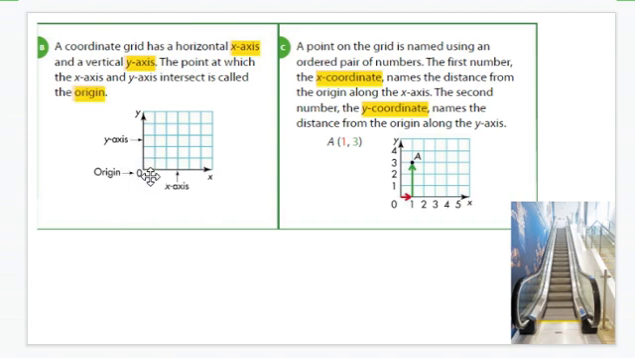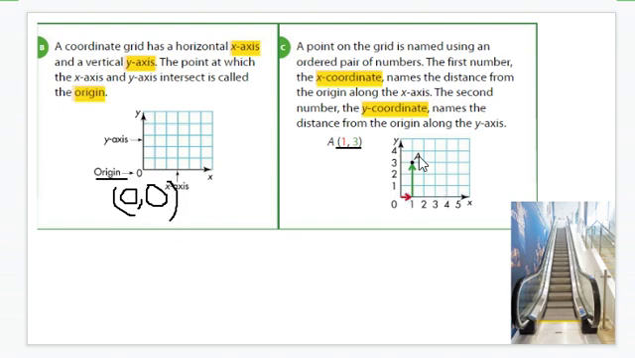But you need to understand that the point where the x and y axis intersect is called the origin. So as you can see right here, we list our coordinates using parentheses. So we have one number, comma, the next number. The point for the origin is parentheses 0, comma, 0. So that is called the origin.